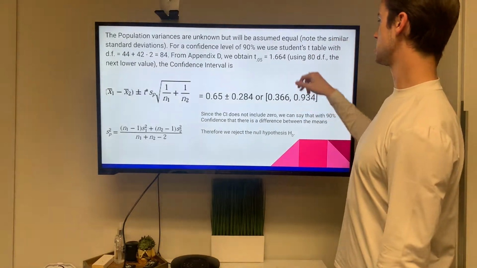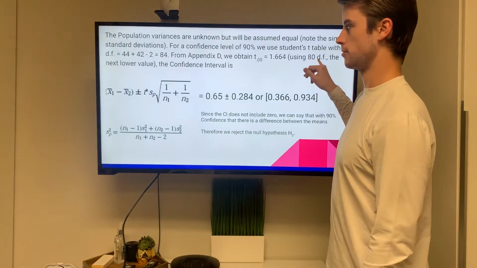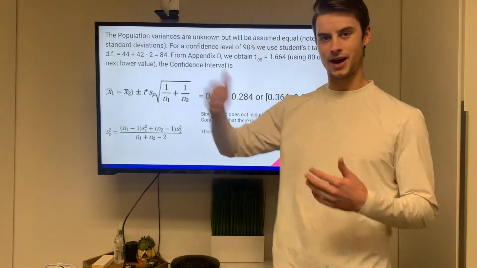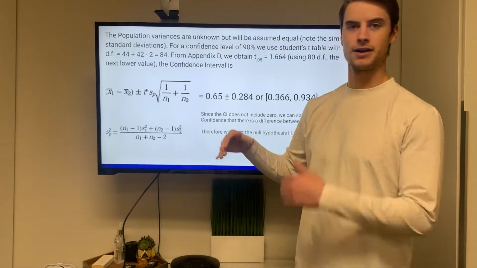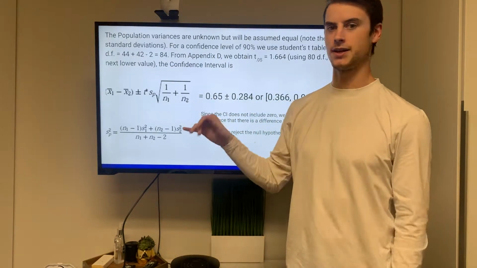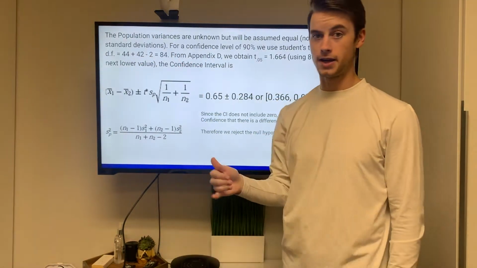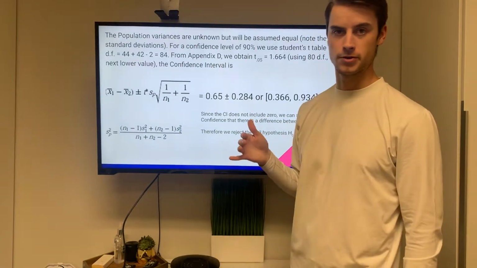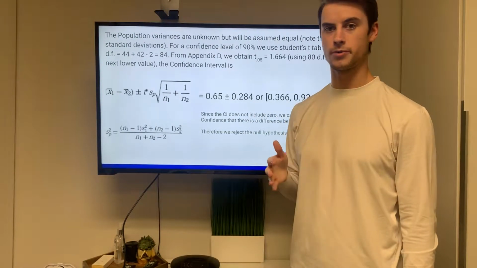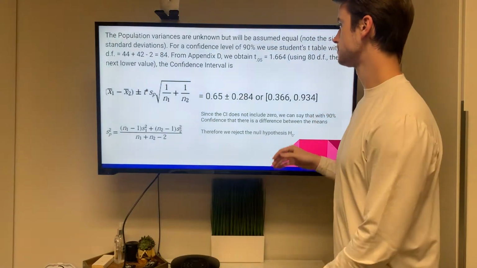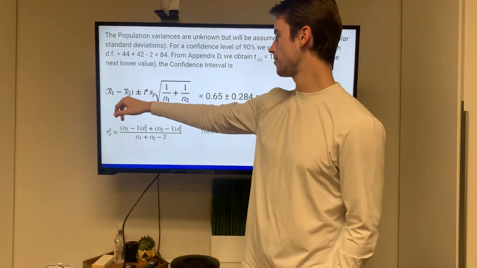And again, we get our t-score equal to 1.664. And this is using 80 degrees of freedom too, by the way, because remember, when the degrees of freedom get higher, the table kind of does intervals of 5 to 10. So in this case, we always round down, right? Degrees of freedom, we always round down to the next lowest whole number that's on the table, okay? So we get our confidence level.